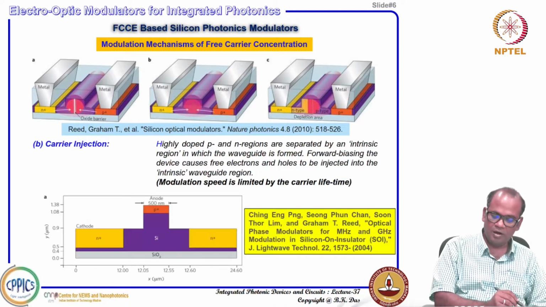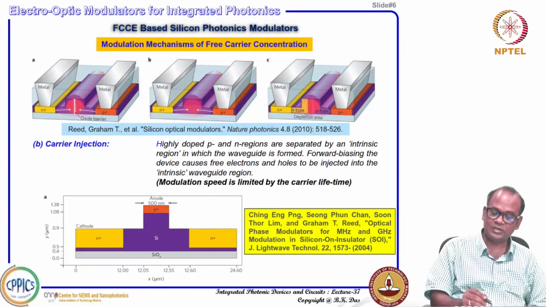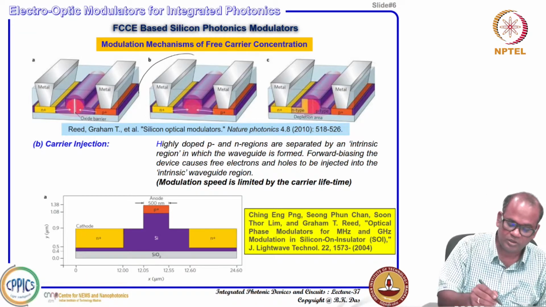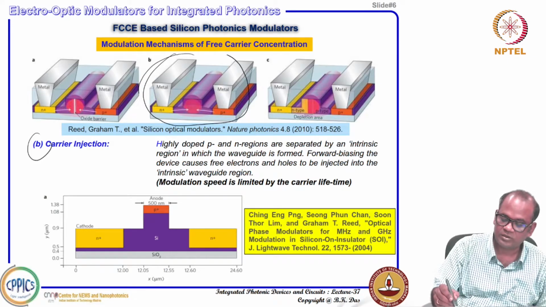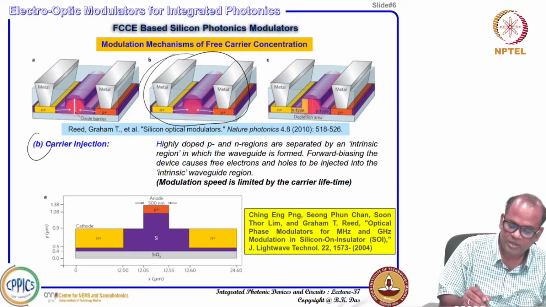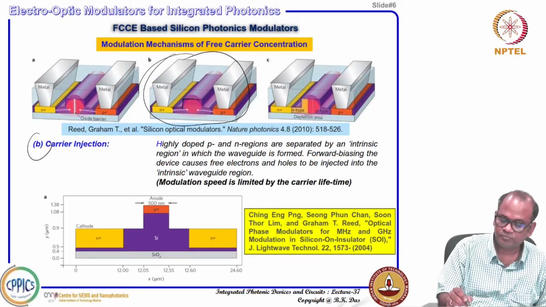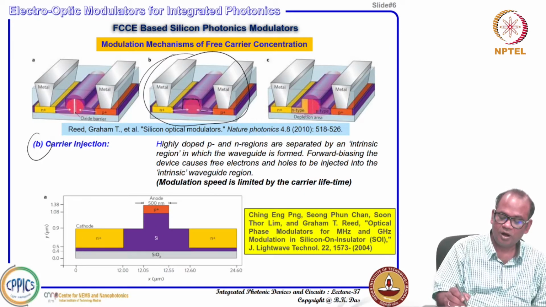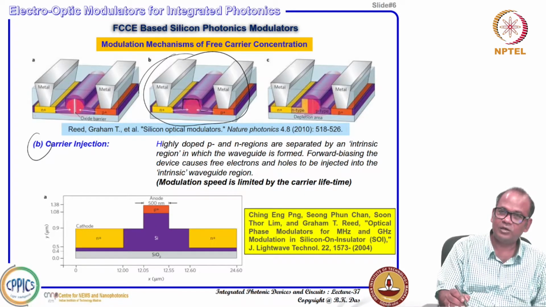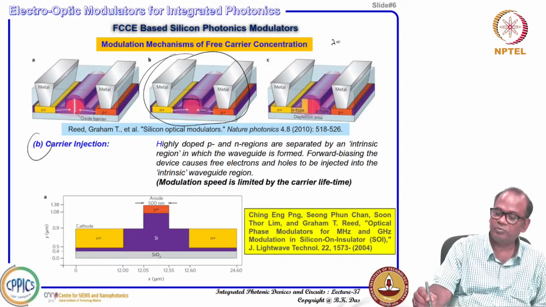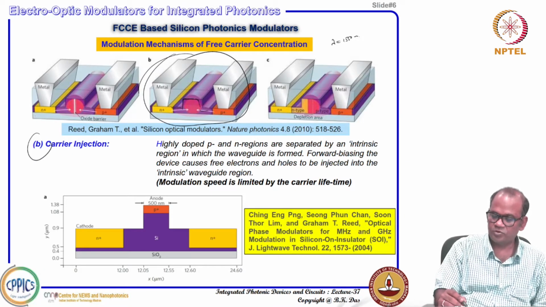Now the next type is called carrier injection. This is the device architecture, model B. It has the same p-type doping and n-type doping, but no oxide layer. This region is completely intrinsic. Intrinsic means when you are not injecting any carrier, light at around lambda equal to 1550 nanometer wavelength will see it like intrinsic silicon, and will be guided like in a dielectric medium. So no attenuation, nothing will happen, no refractive index change.